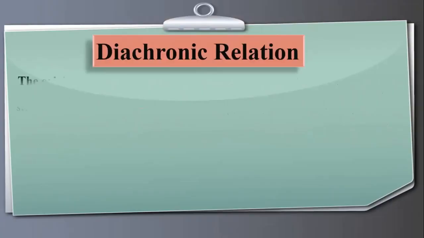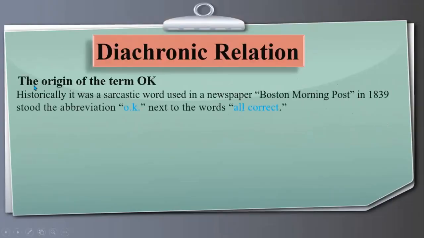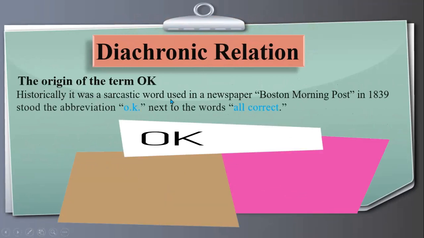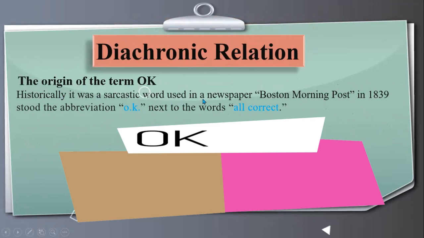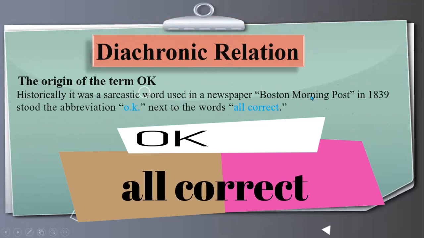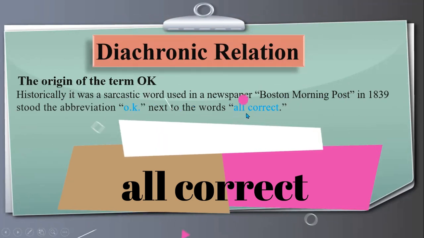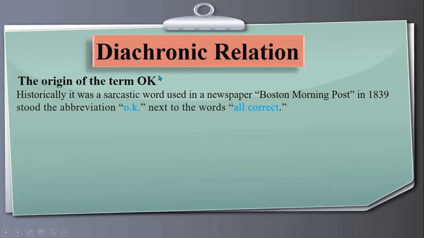Here is another example of diachronic relation: the origin of the term OK. Historically, it was a sarcastic word used in a newspaper, the Boston Morning Post, in 1839, which wrote the abbreviation OK next to the words all correct. Previously it was the phrase all correct, which later newspapers used sarcastically as OK instead of all correct. So this term OK came into being.